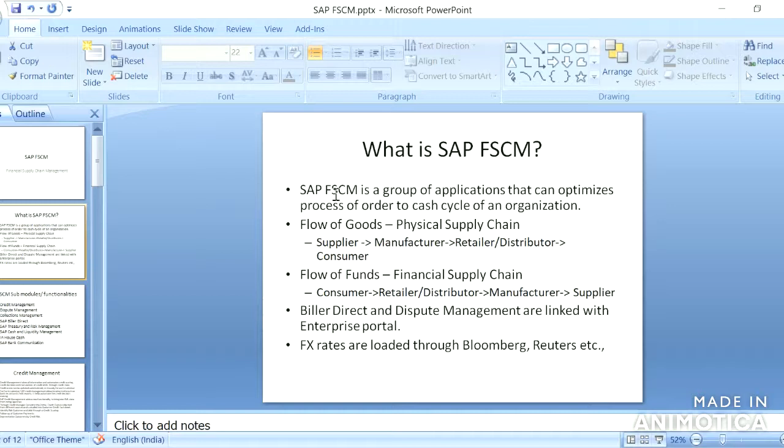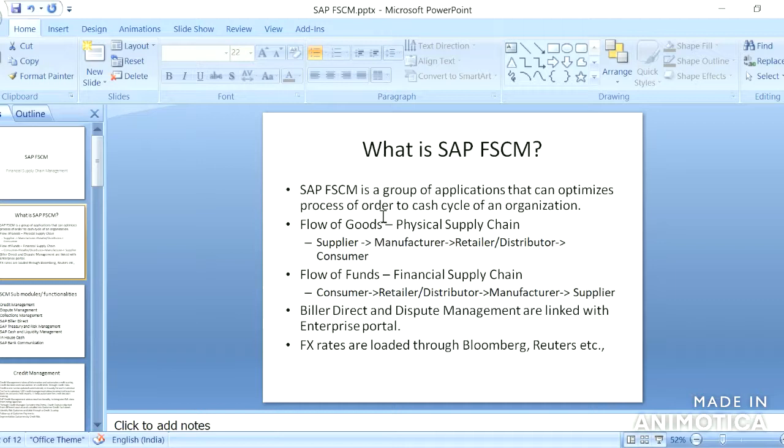So, first let us see the definition of FSCM. SAP FSCM is a group of applications. So we will see what are all the applications included. As I just mentioned few of them, like dispute management, credit management, collections management. There are 7 to 8 submodules which are totally included in FSCM. It is a group of applications which helps in optimizing the process. What process? It is order to cash cycle of an organization.